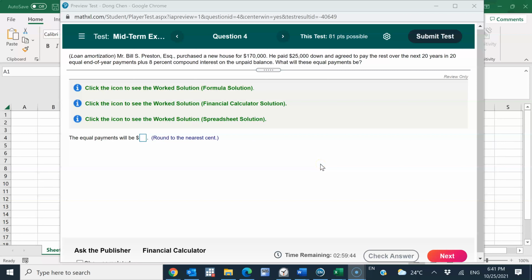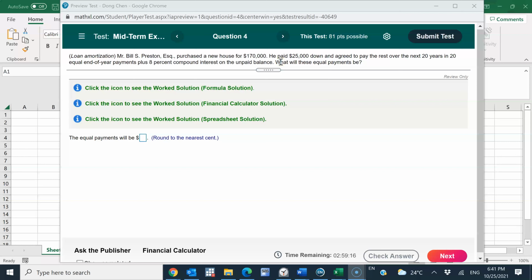This question is about an amortized loan. Mr. Bill S. Preston purchased a new house for $170,000. Your specific number will probably be different from the version I'm saying here. He paid $25,000 down. Based on these two numbers, he only needs to borrow the difference between them.